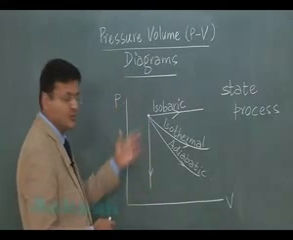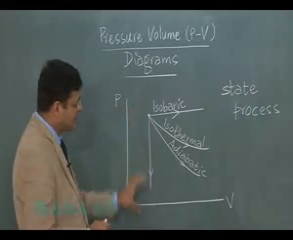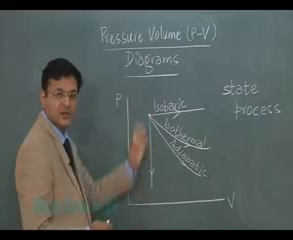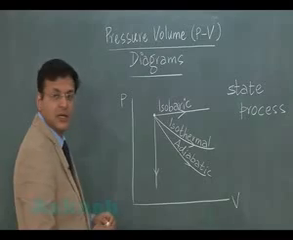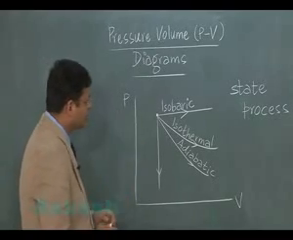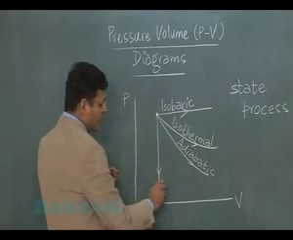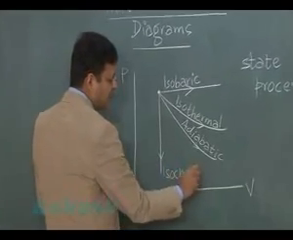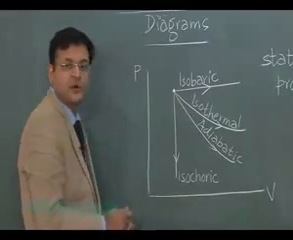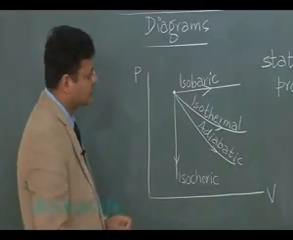And the vertical line which you see here, in this case you will see that the volume is remaining constant, pressure is going down, pressure is changing, but volume is remaining constant. So such processes are called isochoric. Sometimes this is also called isometric process. So this fourth line which you see, this is called isochoric process.